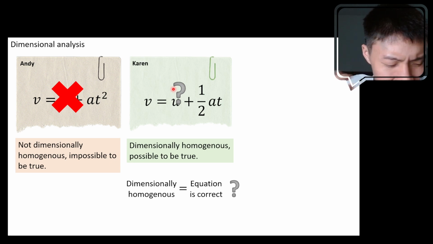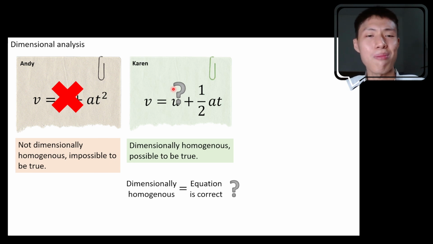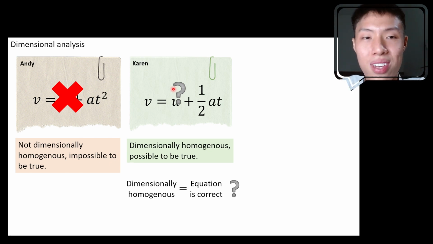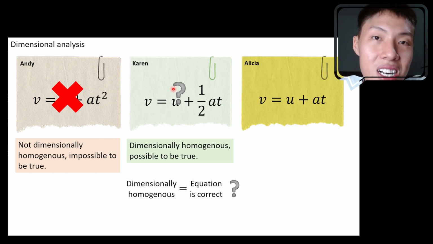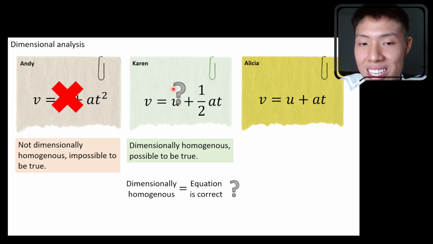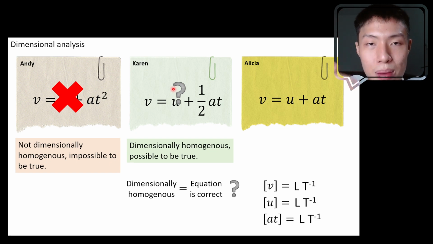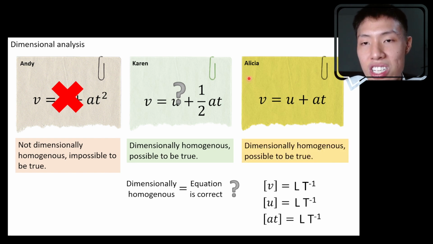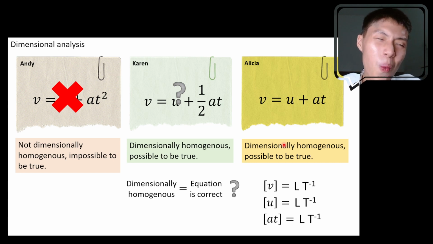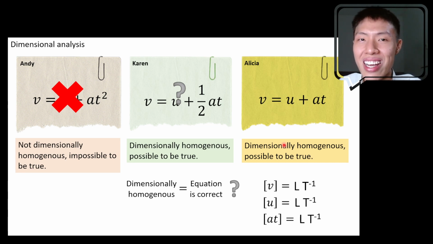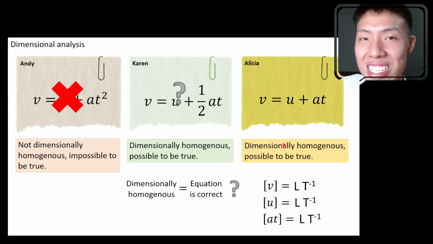So to make things even more complicated, you've asked the neighbor in front of you to provide you with his equation. And the neighbor in front of you is Alicia, and this is her equation. V equals U plus AT. And if you do go through step 1 and step 2, you'll find that Alicia's equation is also dimensionally homogeneous and it's possible to be true. Now you have Karen's, you have Alicia's equation. Both of them are dimensionally homogeneous. But which one is really true? Well, you don't know actually.